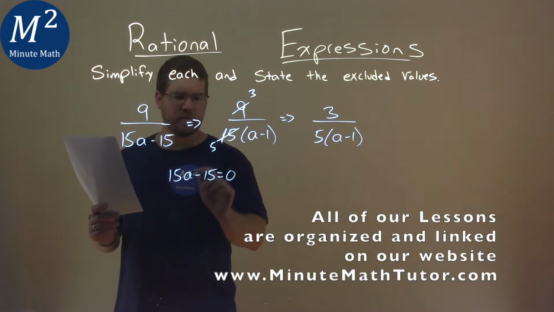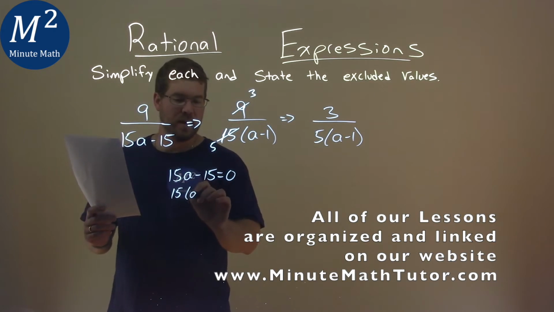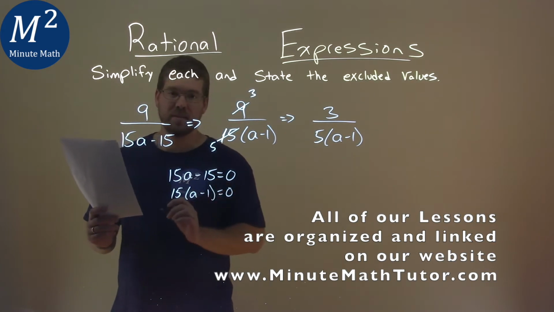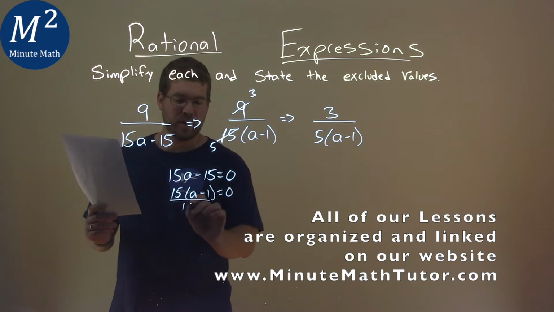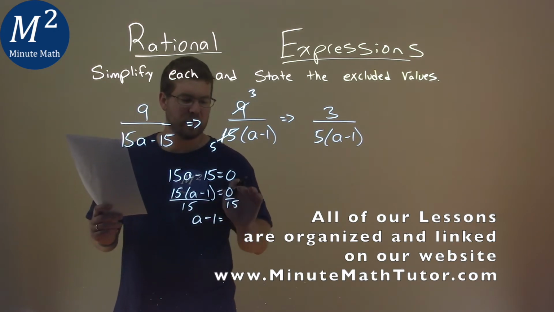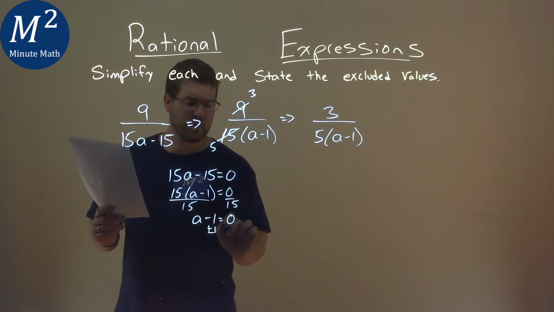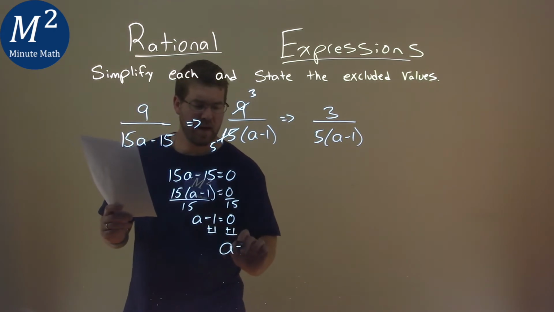Again, we saw that simplified here. We pull out a 15. 15 times a minus 1 equals 0. That's easier. Divide both sides by 15. And a minus 1 is equal to 0 divided by 15, which is 0. We add a 1 to both sides, and a equals a positive 1.